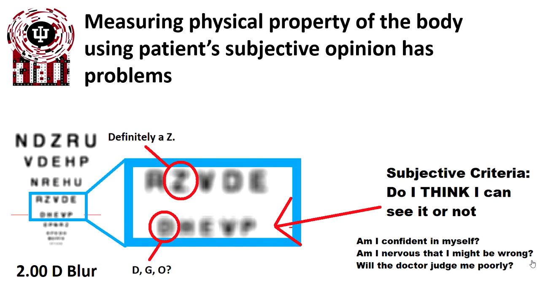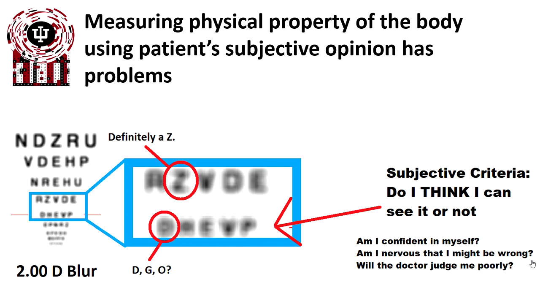Whenever we're, as an example in acuity, looking at an acuity chart, the patient might subjectively decide whether they can or cannot see something. So a subjective criteria would be, do you think you can or cannot see something? And in some situations, you'd definitely say this was a Z. And in other situations, you'd say, well, this might be a D, it might be a G, or it might be an O. But subjectively, then I start to think, am I confident in myself?